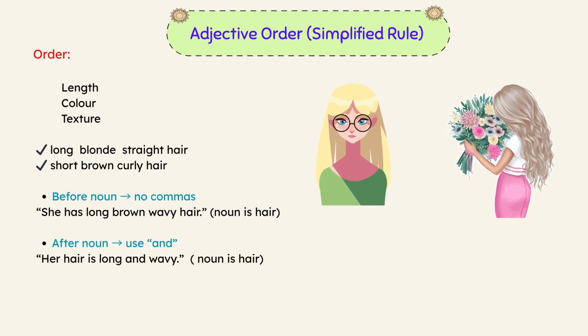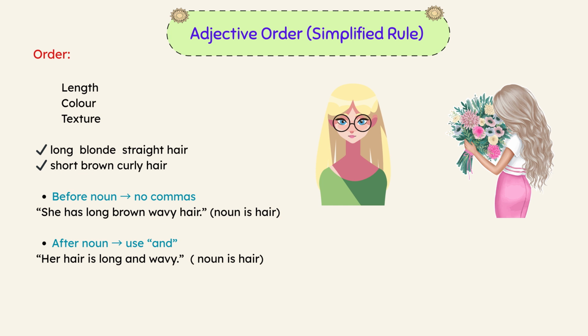Now, let's learn a simple rule for adjective order. When we describe things like hair, adjectives usually follow a natural order. A simple order to remember is: first, length; second, color; third, texture. For example, long blonde straight hair, short brown curly hair.